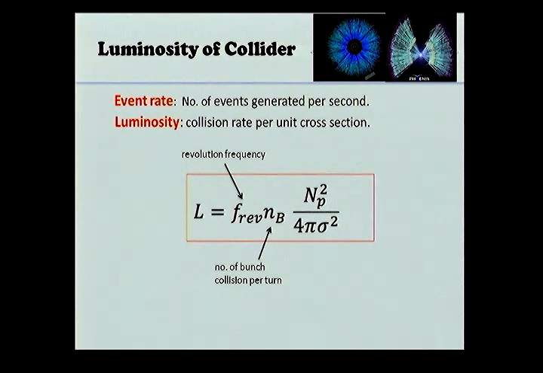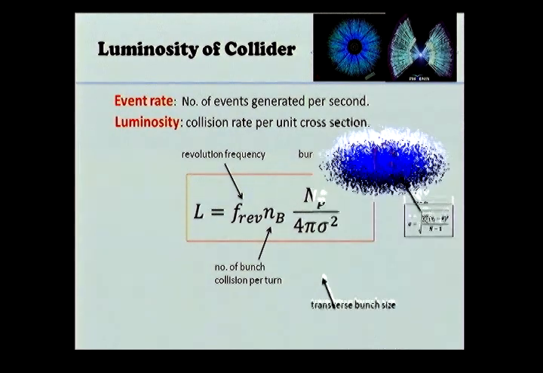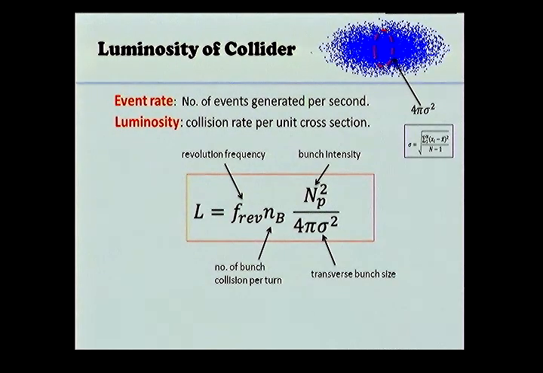Luminosity is also proportional to the square of the bunch intensity. The bunch intensity is how many particles, the population, in one bunch. For RHIC it is on the order of 10 to the 11. And the luminosity is also inversely proportional to the transverse bunch cross section, which is given by 4 pi sigma squared. Here I assume the bunch has a Gaussian distribution. The sigma is given by this equation.